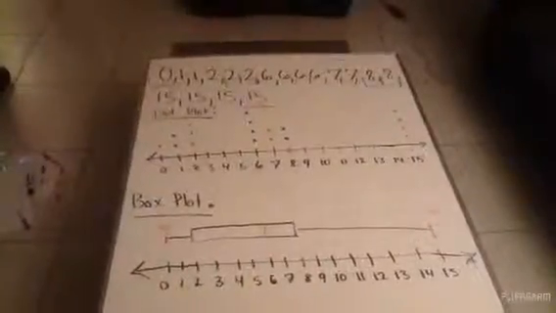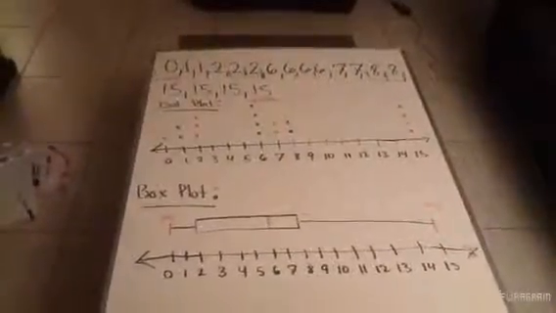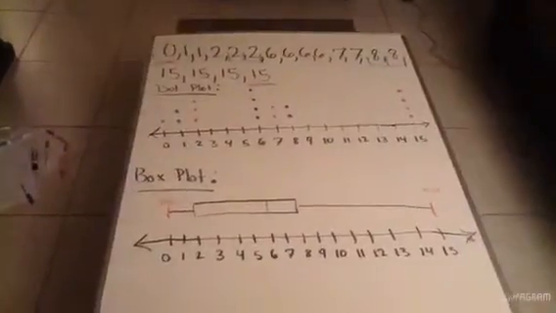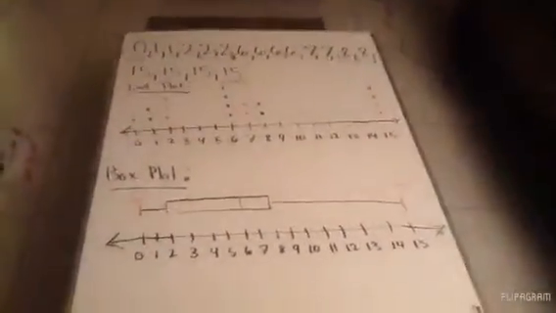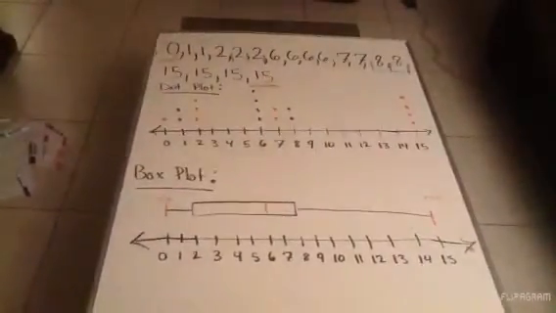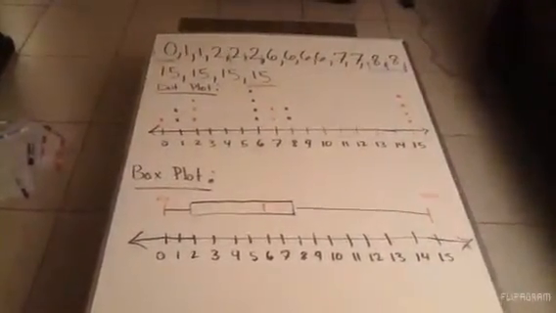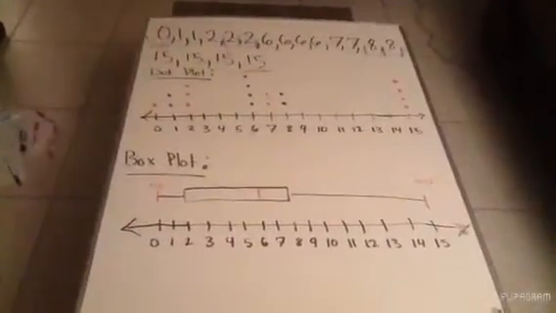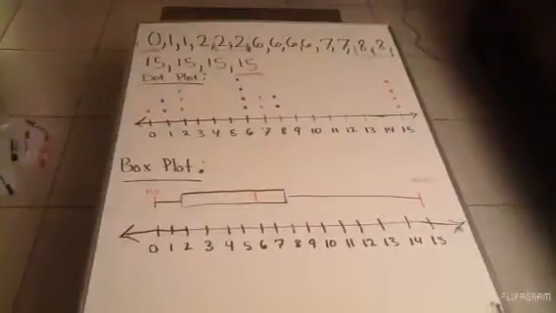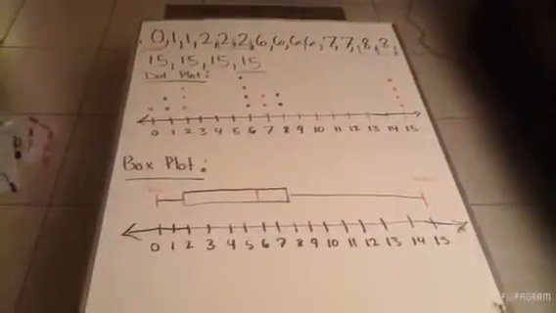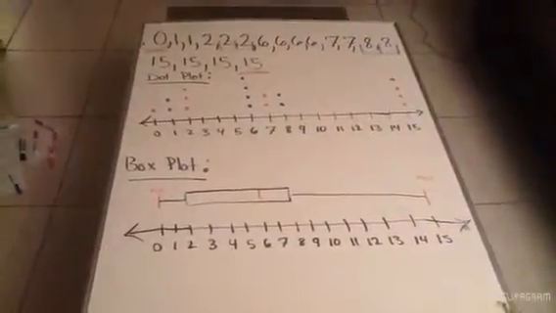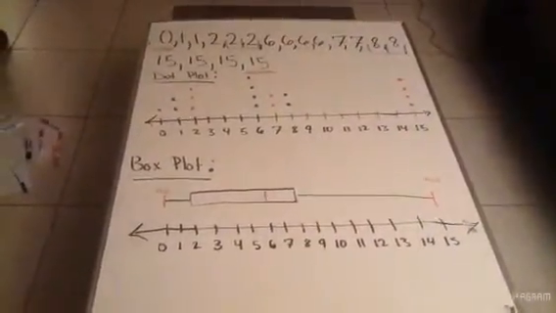For this step, we're doing the dot plot and the box plot. We put all the numbers on, all 19 numbers on the graphs. We got 1 through 15 right here, and we put each one that's repeating on there. So there's 0 through 15, and then after that, for the box plot, we put the minimum, the quartile 1, and then median, quartile 3, and then maximum, and then we get our box plot.